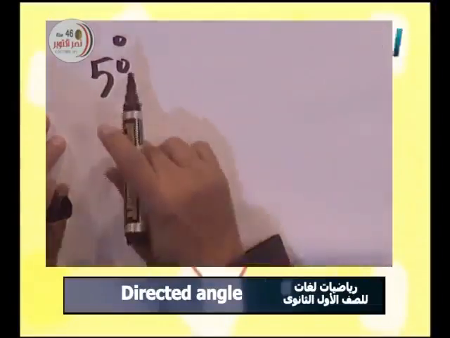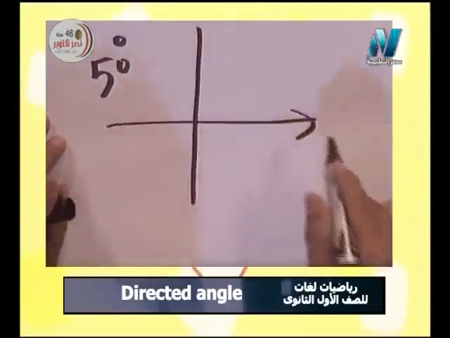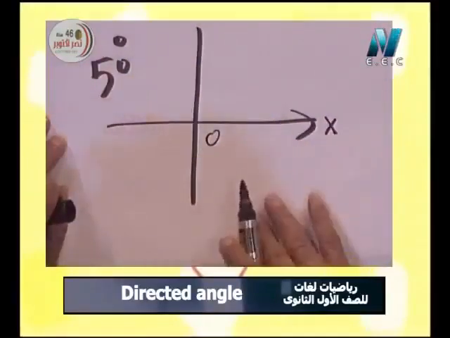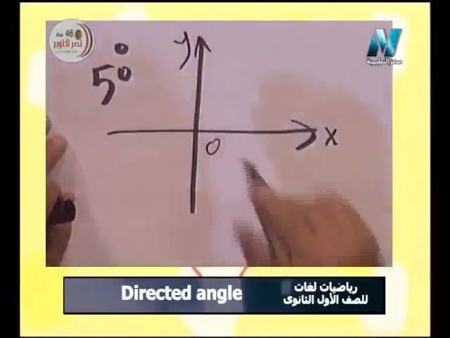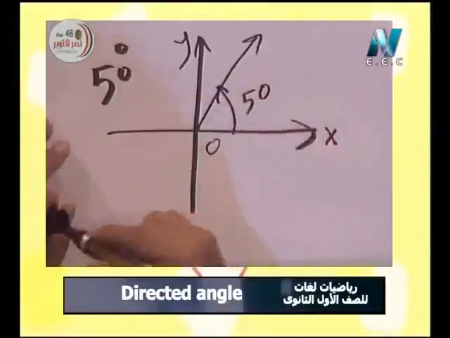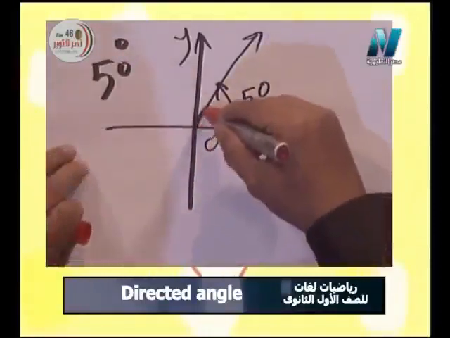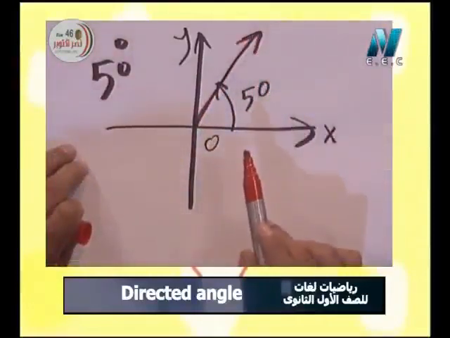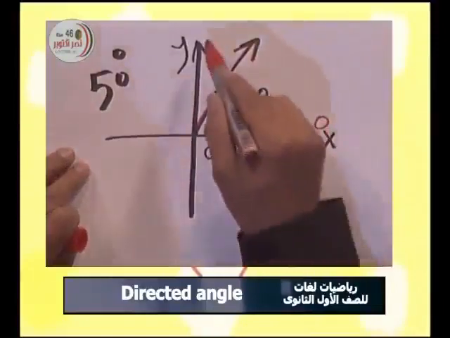We know that 50 is included between OX, the initial side, and OY. We have here 50 degrees. The terminal side lies on what? It lies on the first quadrant, because we know that the first quadrant includes angles between 0 and 90 degrees.